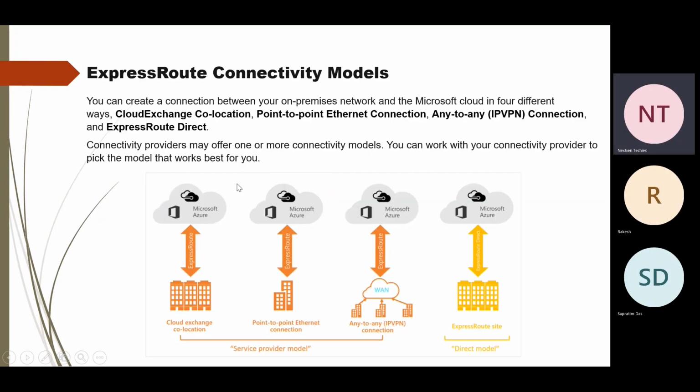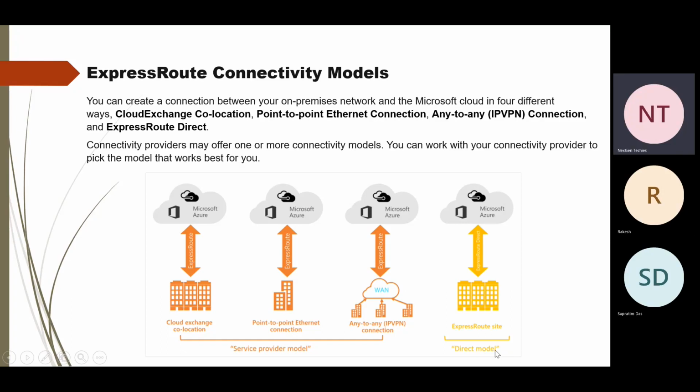Okay, so if you see here, we have the different service providers. If you want to use express route connectivity, the security team connects, and there are different types of connections. We have cloud exchange co-location, point-to-point Ethernet connections, any-to-any connections, and then direct. If you go with any of the first three, then the service provider model applies. Azure has its own service provider models, you can contact those providers, and then you can establish the communications between your data center and Azure.